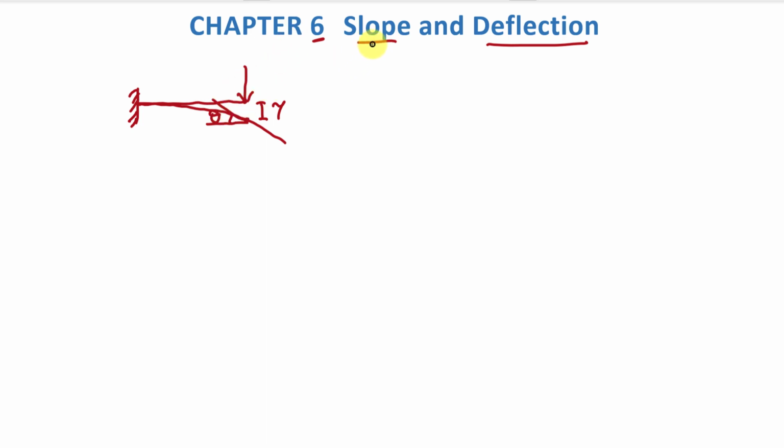So we will discuss how to find value of slope, that is theta, and value of deflection, that is Y, in different types of beam in different loading condition. Fine.